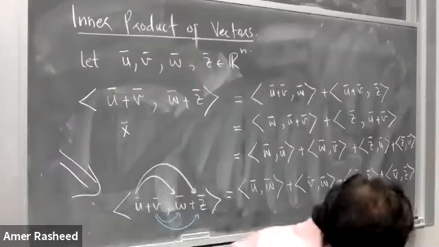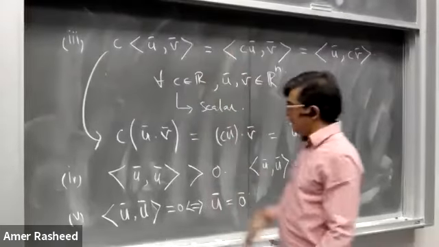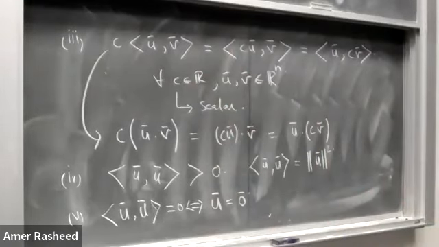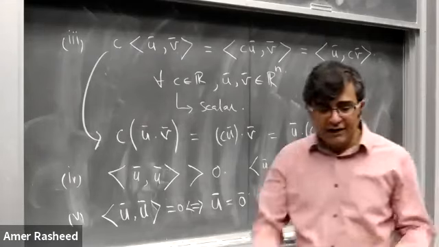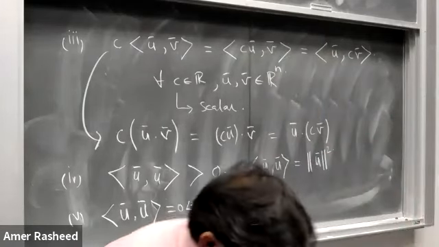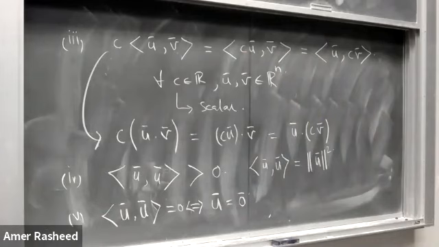Sir, wo exact fifth property please dikha diye upar wale board pe. Kaun si property? Fifth property jo thi wo exact. I have no, this one. Yes. Inner product of a vector with itself is zero if and only if the vector is itself zero.